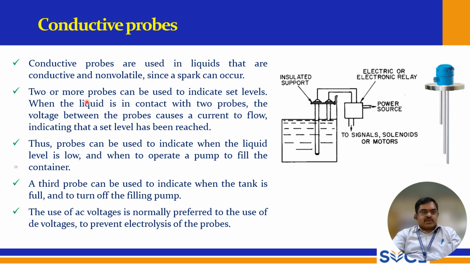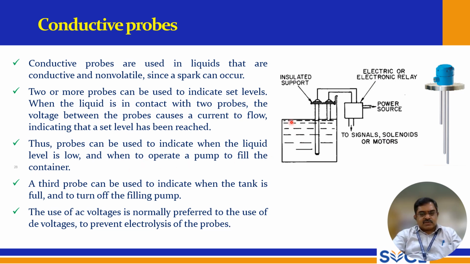Here the conductive probes are used in liquids that are conductive and non-volatile, since a spark can occur. Two or more probes can be used to indicate set levels when the liquid is in contact with two probes. The voltage between the probes causes a current to flow, indicating that a set level has been reached. Thus, probes can be used to indicate when the liquid level is low and when to operate a pump to fill the container.